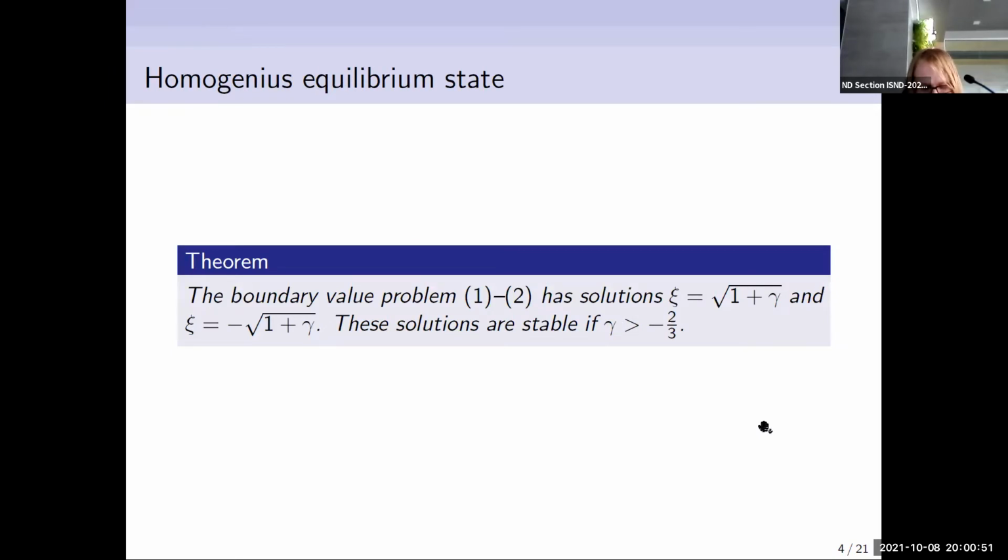Now we consider the issue of equilibrium states of the boundary value problem. Theorem: the boundary value problem 1, 2 has solutions C equals square root of 1 plus gamma and C equals minus square root of 1 plus gamma. And these solutions are stable if gamma is greater than minus 2/3.